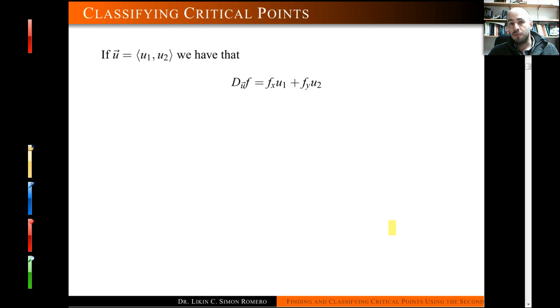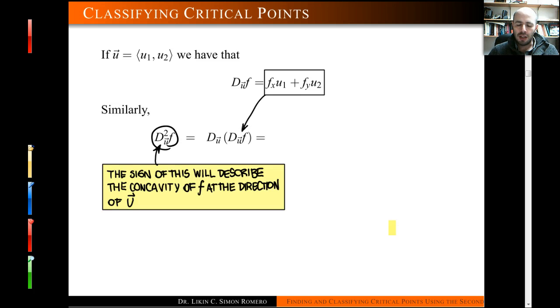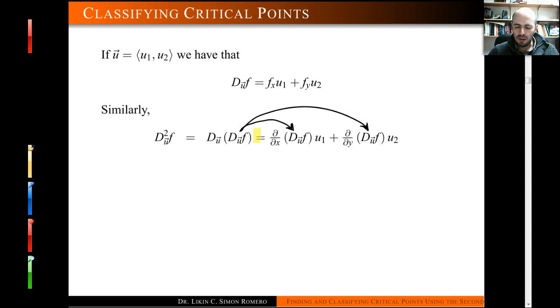So we're going to check how we can check the concavities in all the directions. For that, we're going to use the directional derivative. Moreover, we're going to use the second directional derivative. The sign of the second directional derivative will describe the concavity of the function in the direction of u. So the directional derivative of the directional derivative is what we are trying to compute.